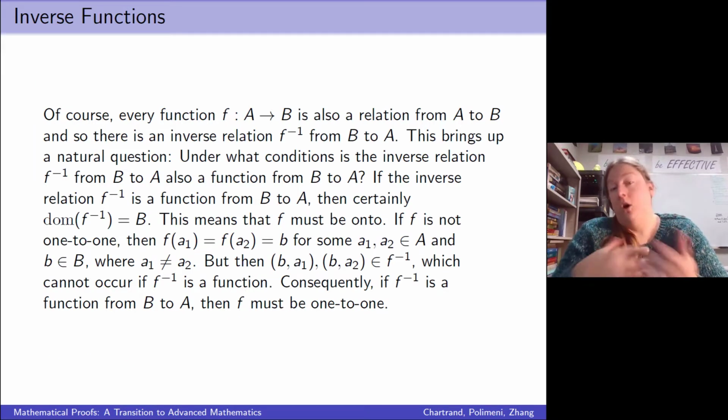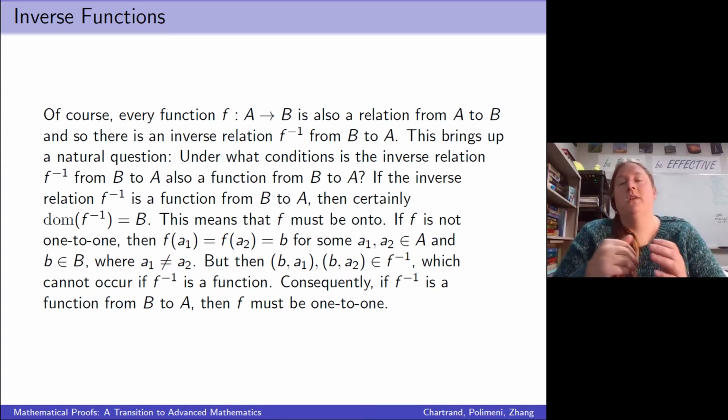Now, all relations have inverse relations, and functions are relations, but functions have some special properties about them. So we have the question of when is the inverse relation, that is the inverse of a function, actually a function itself? So we can think about it, and in order for an inverse relation to be a function, its domain has to be all of the elements in the set B. Well, that means that the original function f must have mapped to every element in B. So that means that f must have been an onto function, or a surjective function.